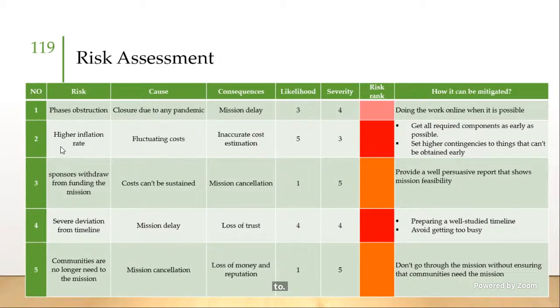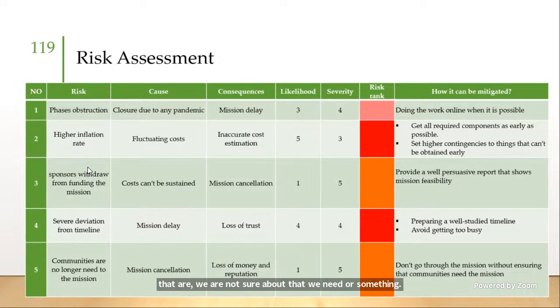The second risk is about the higher inflation rate that we are facing nowadays. This will cause cost fluctuation as well as inaccurate estimation of the costs. Unfortunately, the probability is a little bit higher for that risk, and severity is moderate. So the overall risk may be considered as high risk. To mitigate this risk, we can buy all components that we are sure about as early as possible, and we can set higher contingencies for those products that we are not sure about.